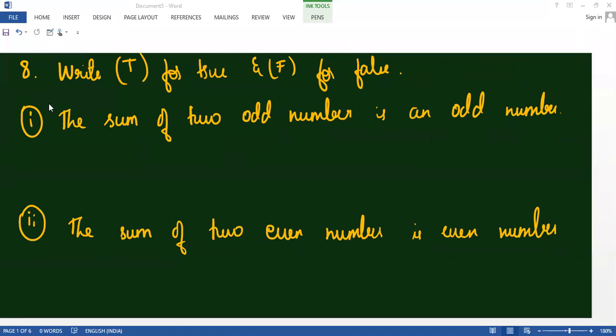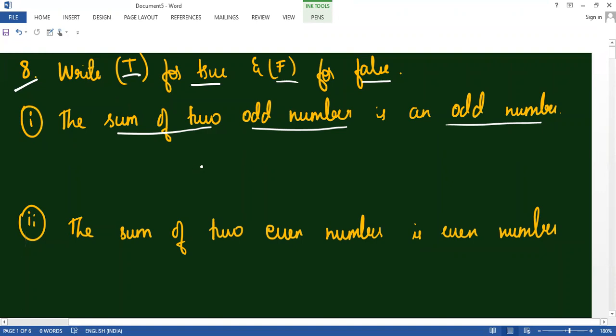So the eighth question of the exercise 3B, that is the last question, says that we need to write T for true and F for false. I mean, it says true or false. So the first question, the sum of two odd numbers is an odd number.